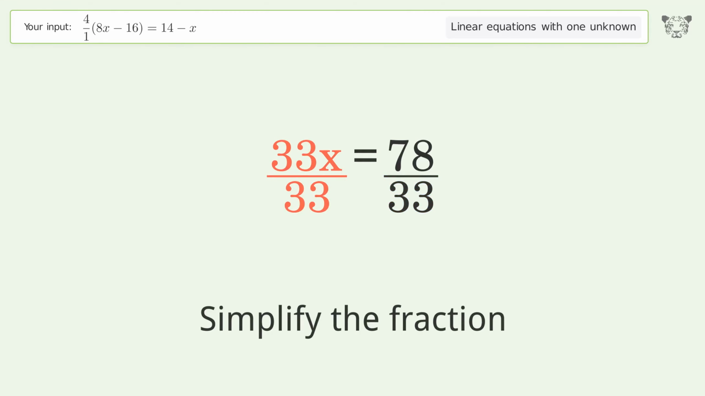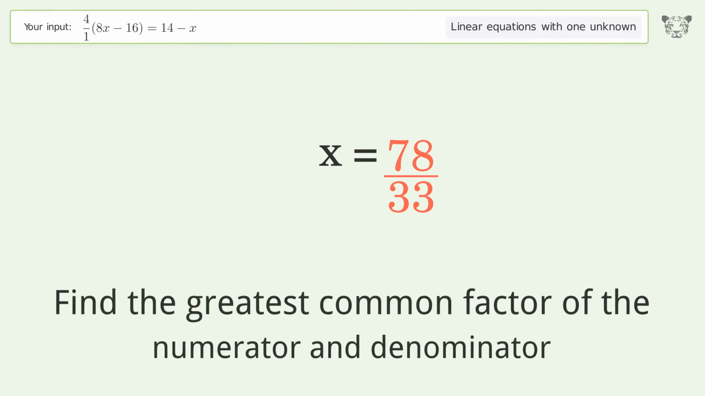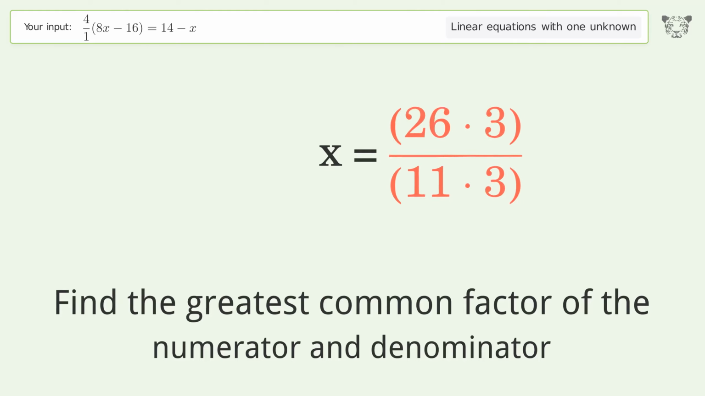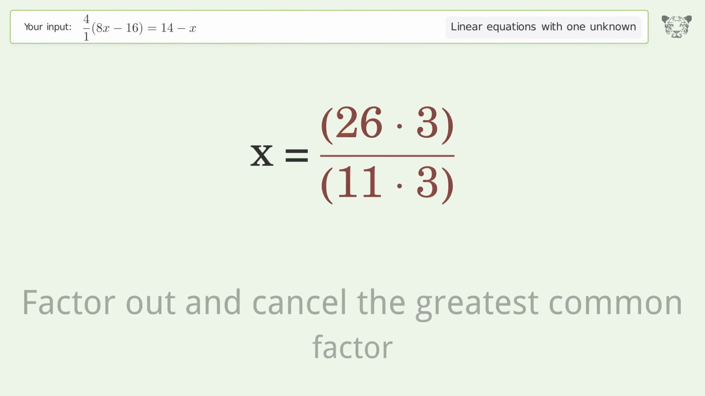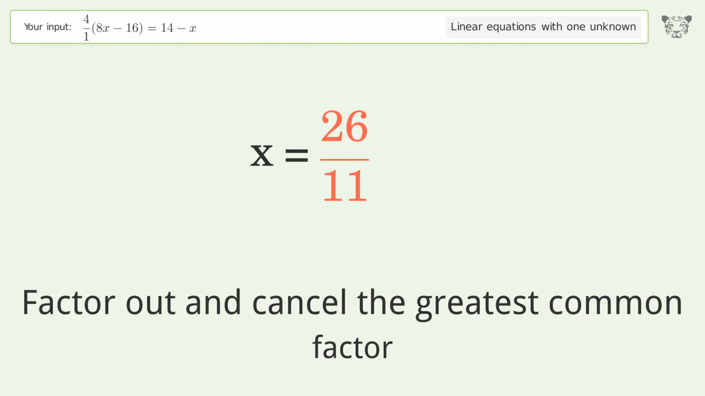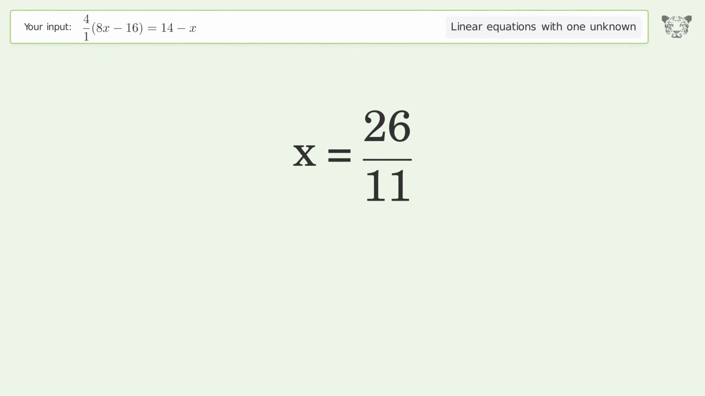Simplify the fraction. Find the greatest common factor of the numerator and denominator. Factor out and cancel the greatest common factor. And so the final result is x equals 26 over 11.